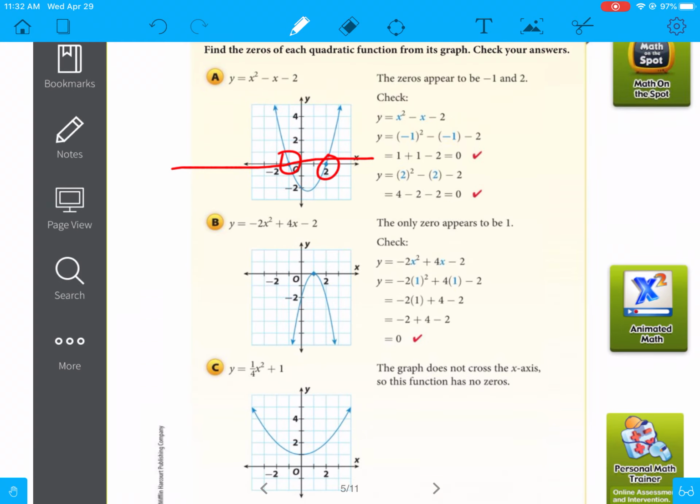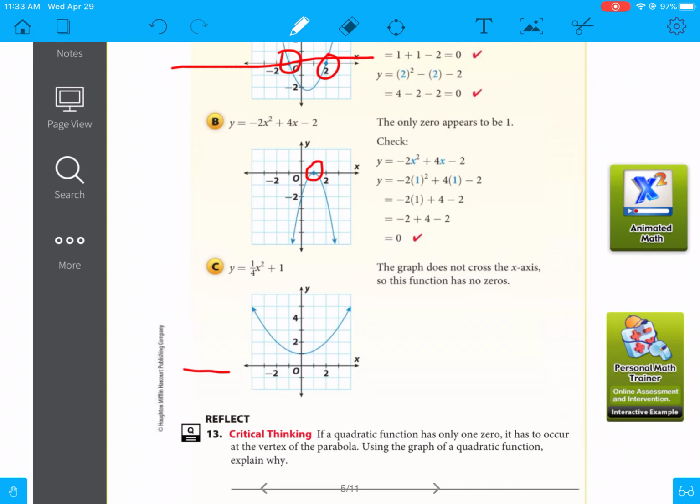Same thing, sometimes they have only one 0. Remember, you can have no solution, one solution, or 2 solutions. So for letter B, there's one solution, and your 0 is 1. For C, it does not cross the x, so there's no solutions, no zeros.